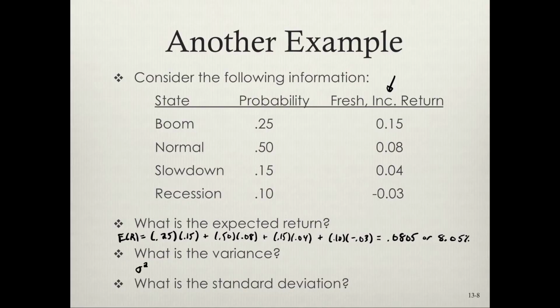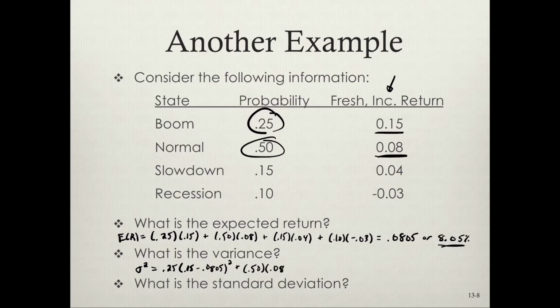Now what we will do is calculate the variance. So variance is notated by sigma squared. Once again, it is going to be the probability of the condition, 0.25, and then the squared deviations from the average. The return in that condition is 0.15. We subtract the average that we just calculated, 0.0805. Notice I make all of these adjustments to decimals, and I square that difference. Then I add to it the probability of a normal economy, 0.5, multiplied by the squared deviation from the average.